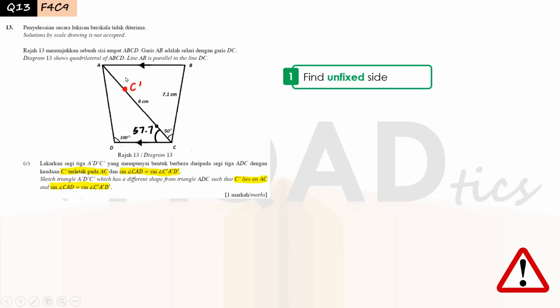If this point moves, this means the line also will change, right? Which means this line AC is the unfixed side because we need to change it and adjust this C to be here. Alright, so line AC is unfixed. So going to the second step, according to the unfixed side, we are going to find the unfixed angle.